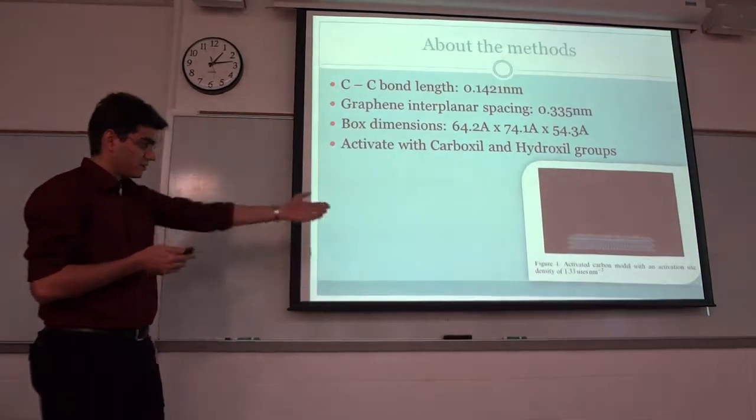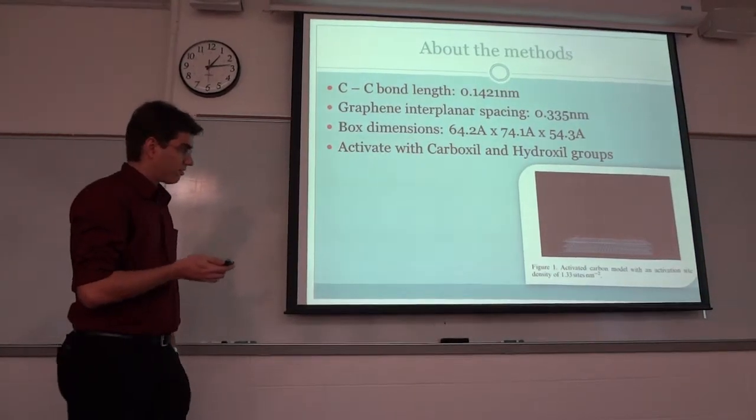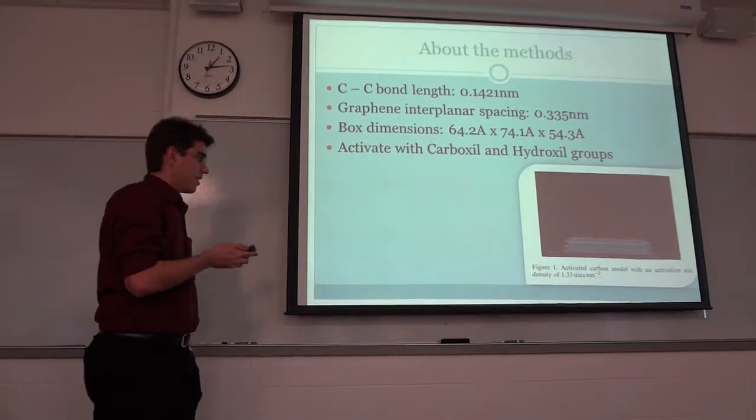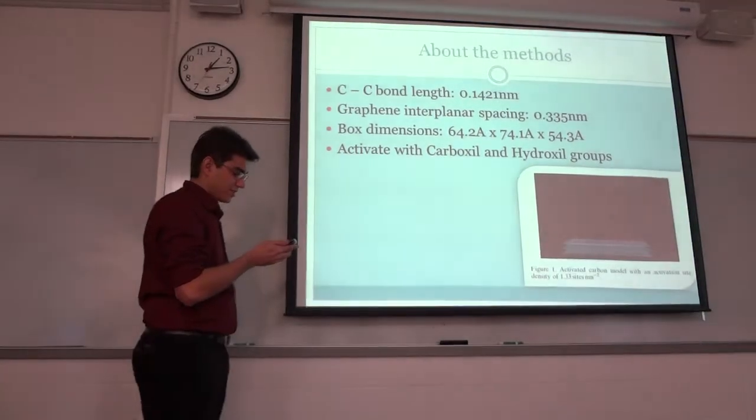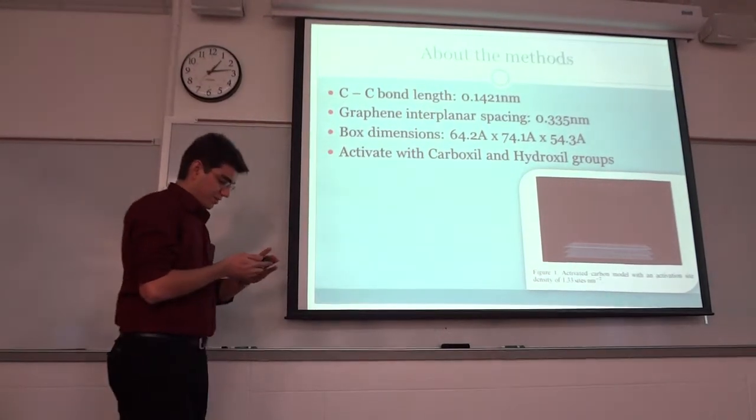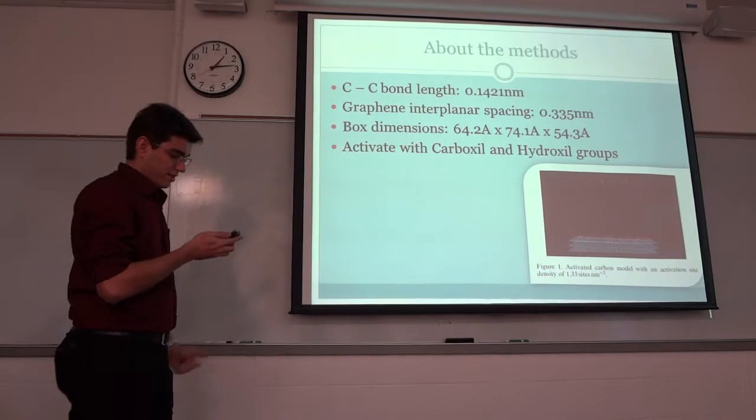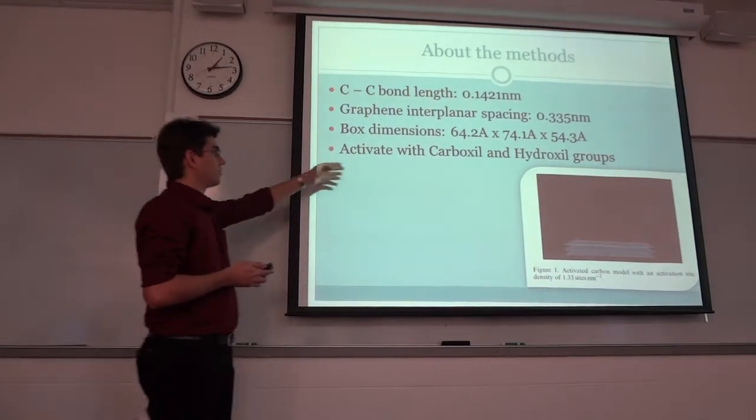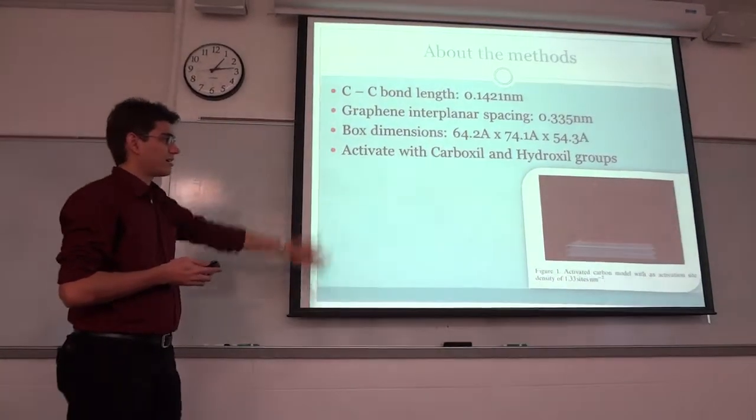The simulation cell consists of 3 parallel graphite sheets at different surface densities. The activation sites were randomly distributed. They introduced carboxyl and hydroxyl groups to activate the sites.